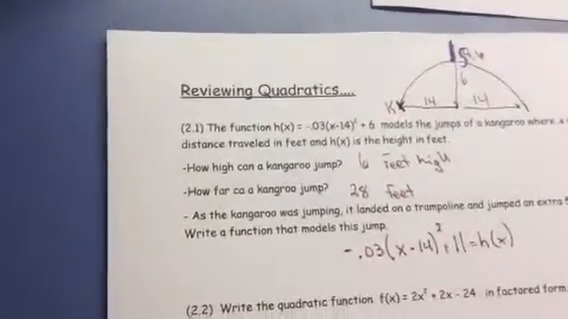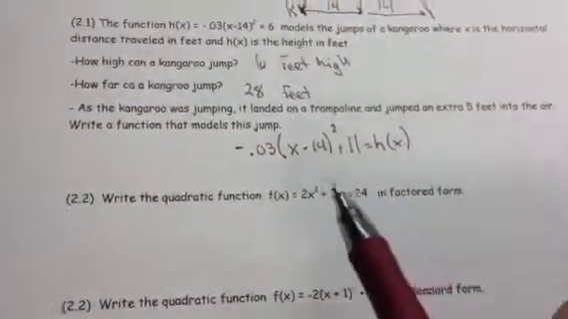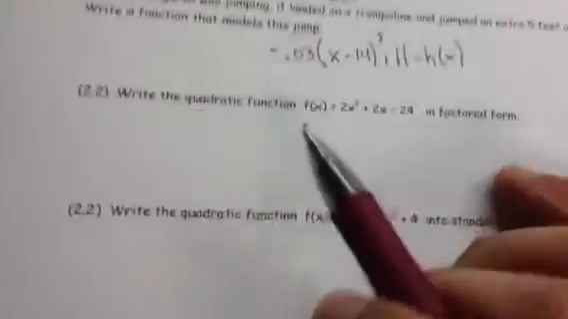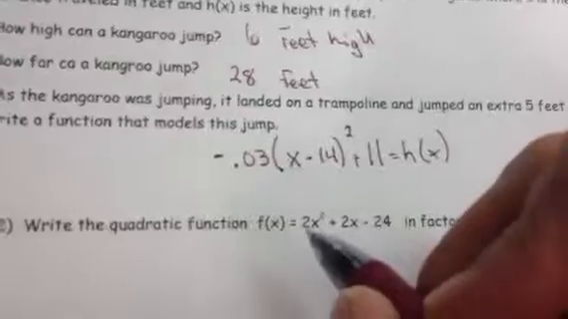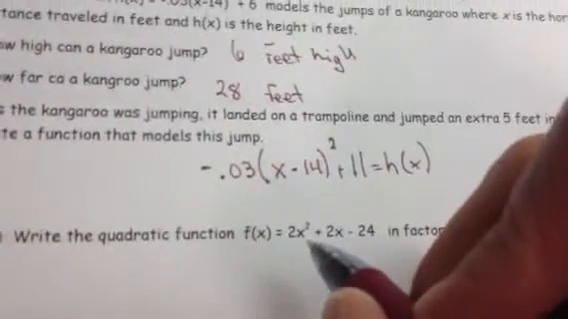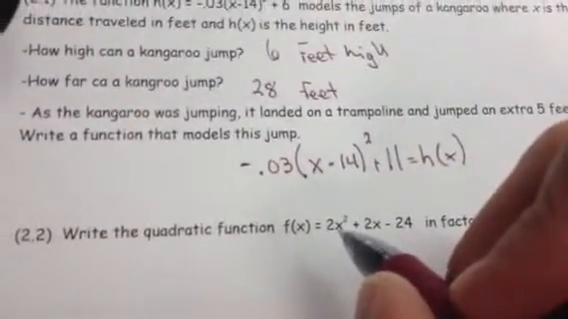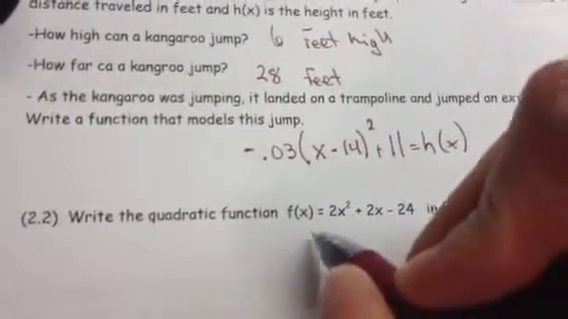Okay? All right, next problem. What I need to do is write this quadratic function into factored form. So that's all I'm going to do is just factor it. The first thing in factoring, according to that green or maybe pink page that you have, is you want to take out a greatest common factor. So I'm going to take a 2 out.